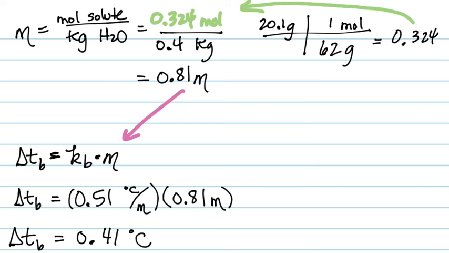So adding that solute to the water raised the boiling point of the water about a half a degree. If I asked you for the new boiling point of water, it would be the normal boiling point of 100 plus the 0.41, so 100.41 degrees Celsius. So make sure you get all of this math written down, and that's going to be the end of section A for us, 13.1a.